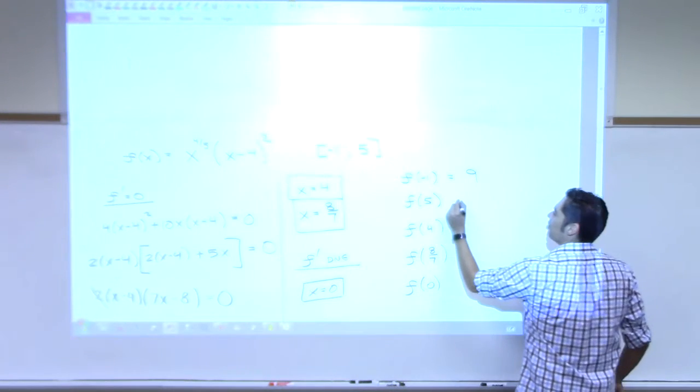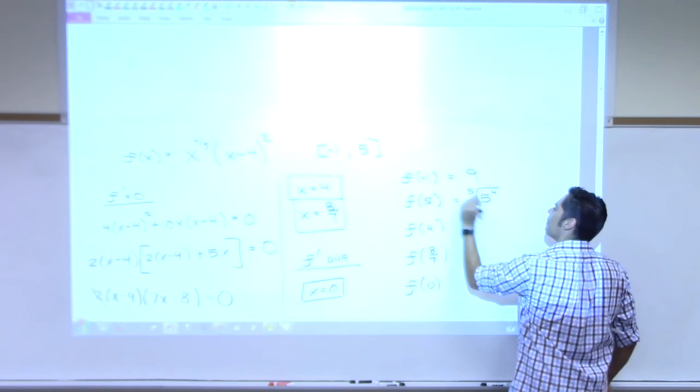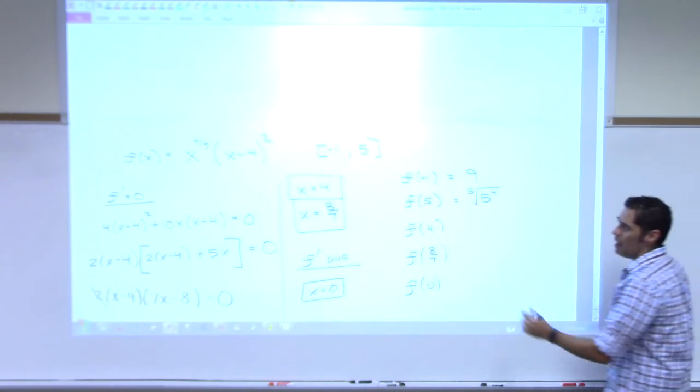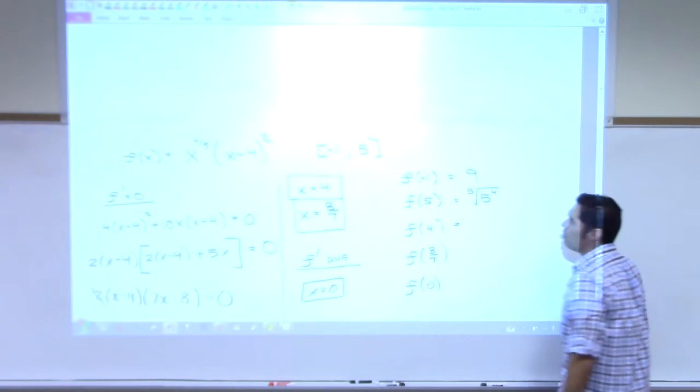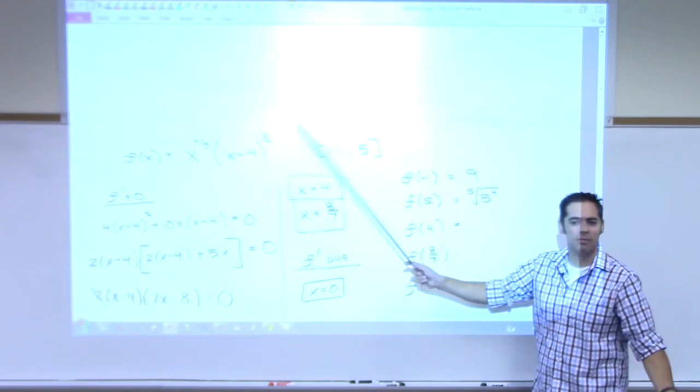So can I just write this for now? Can I write 5 to the 4th, 5th root? It's a pretty big number, isn't it? Or no? Maybe not. Because you're doing a 5th root, it's going to get smaller. So who cares? Let's just leave it like that for now. How about 4? This is an easy one. 4 in here? 0. The rest doesn't matter.